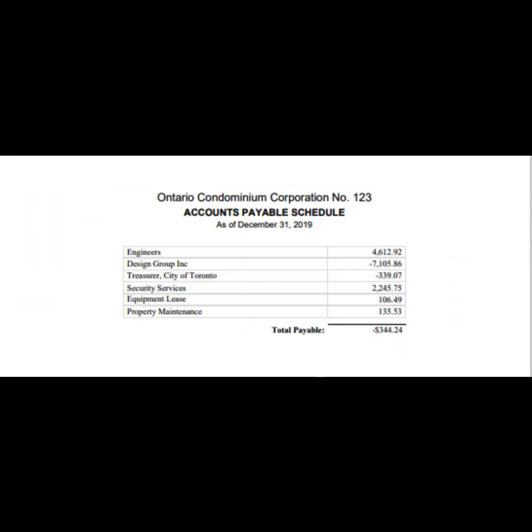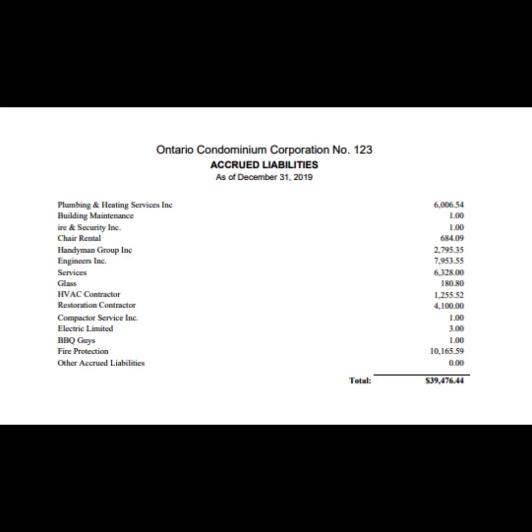On page 9 is the accounts payable schedule as of December 31st, 2019. An accounts payable schedule is a list of outstanding invoices and credits to vendor/suppliers that the corporation owes money to.